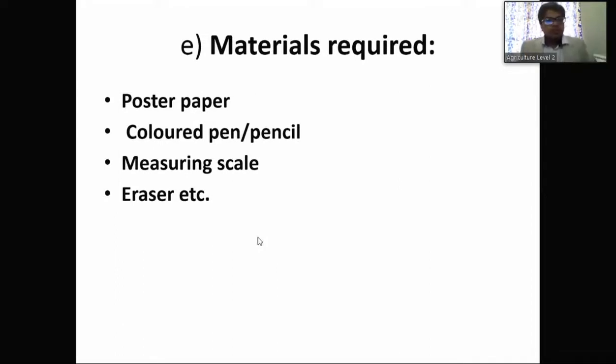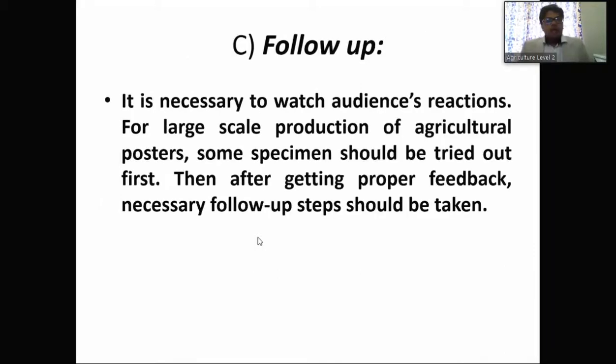Materials: poster paper, colored pen, pencil, measuring scales, eraser, etc. And follow up. It is necessary to watch the audience's reaction for large-scale production of agricultural posters. Some specimens should be tried out first, and then after getting proper feedback, necessary follow-up steps should be taken. For example, you're preparing 20,000 copies of a poster, and each copy costs 20 taka, then for 20,000, how much will it be? Maybe 4 lakhs. And that's a huge amount of money.